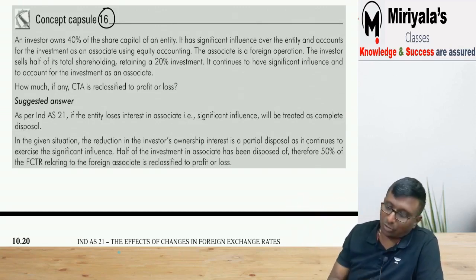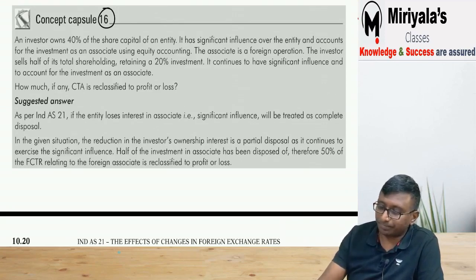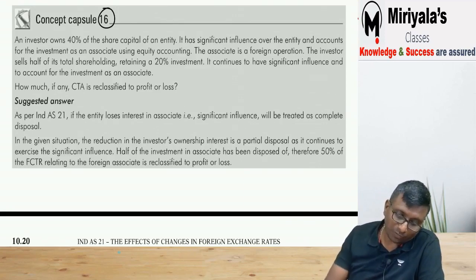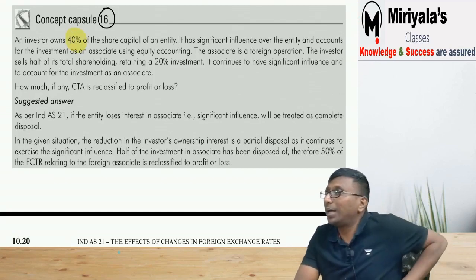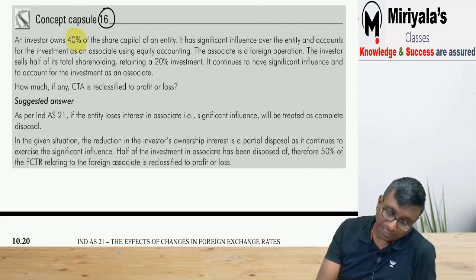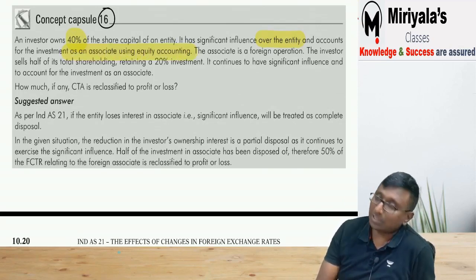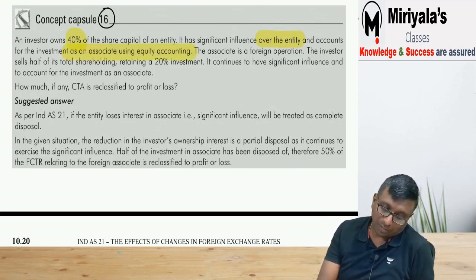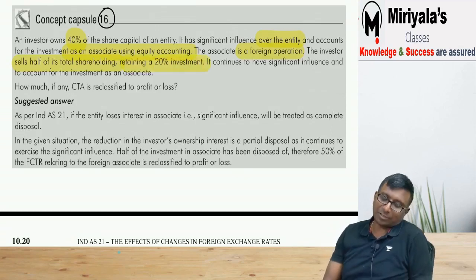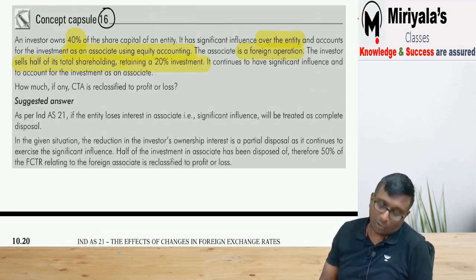Okay? Look at that carefully. An investor owns 40%, which means I had significant influence only. It has significant influence over the entity and accounts for the investment in the associate using the equity method. No problem. The associate is a foreign operation. The investor sells half of its stakeholding, which means it is retaining 20% of the investment. Okay, no problem, it continues to have significant influence.